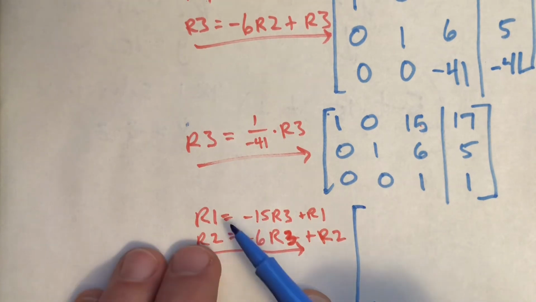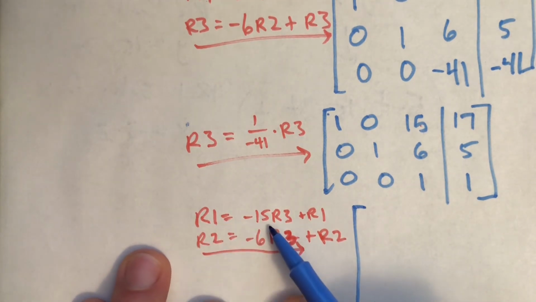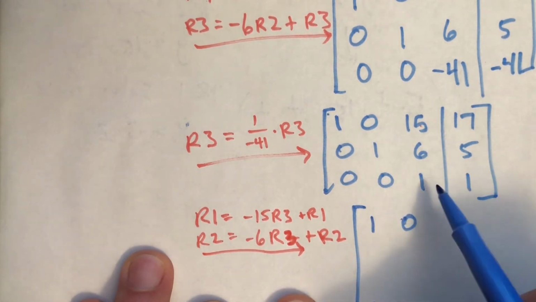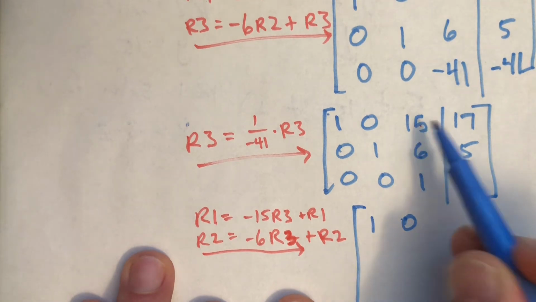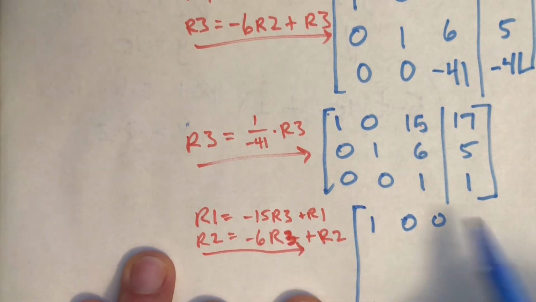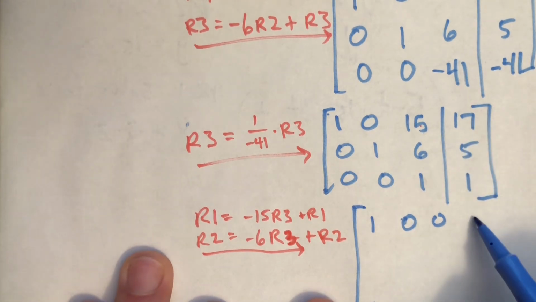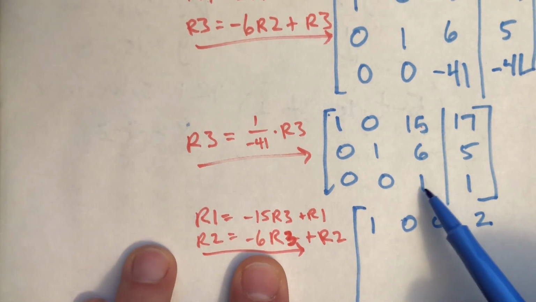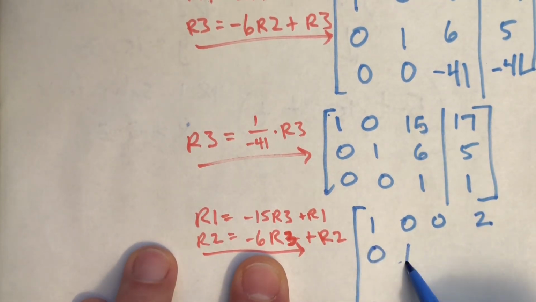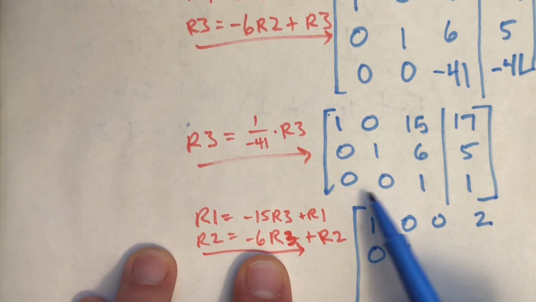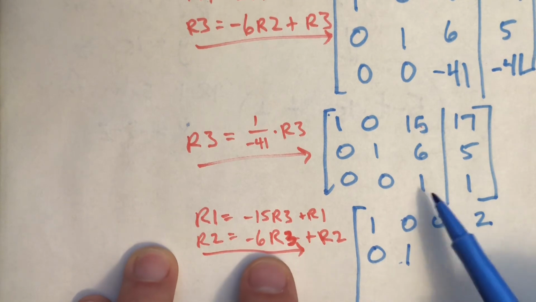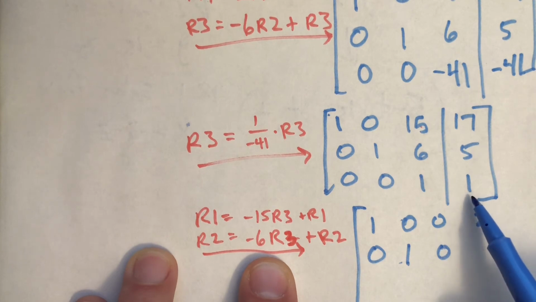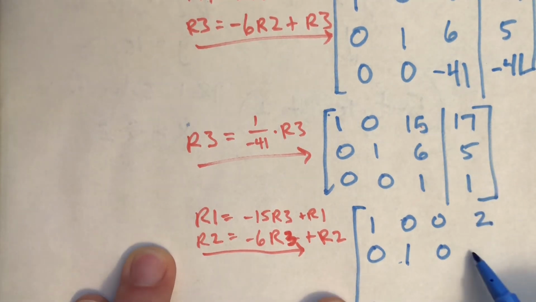Okay, so in the first row, I'm going to do negative 15 times row 3. So both of these are 0, so I'm just going to have a 1 and a 0. And then I've got negative 15 times this guy plus this guy, that's a 0, good. Negative 15 times 1 is negative 15 plus 17 is 2. All right, that's cool. And then my second one, we've got negative 6 times this would be 0. This is staying the same, because 0 times anything is always 0, so I'm just adding nothing. So negative 6 times this one plus this one would be 0. Negative 6 times this one would be negative 6, plus this one would be negative 1.